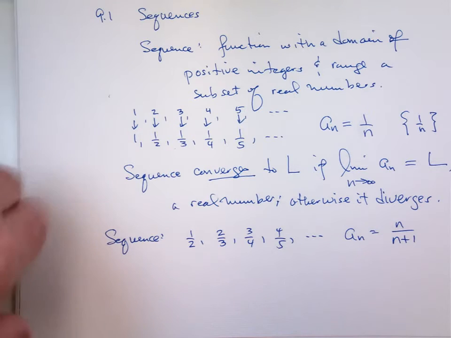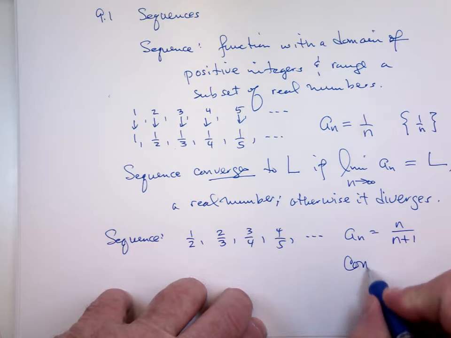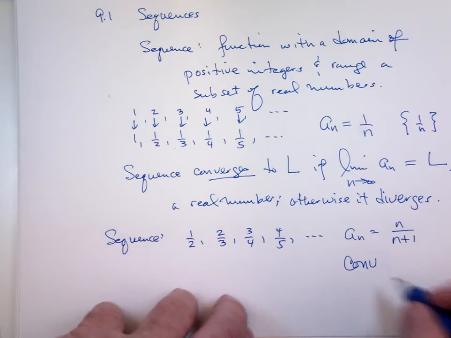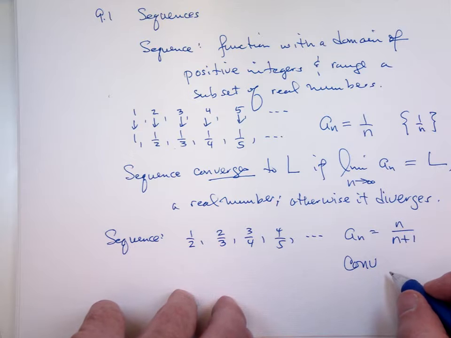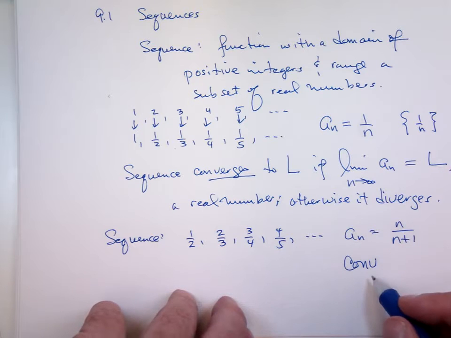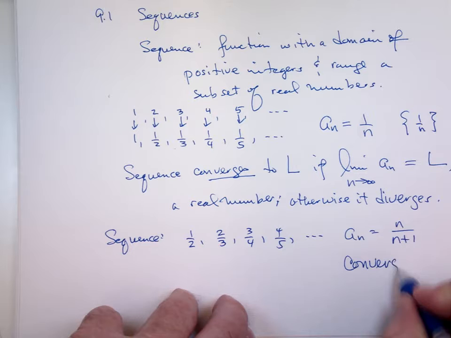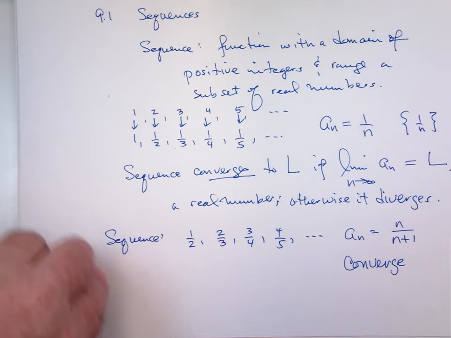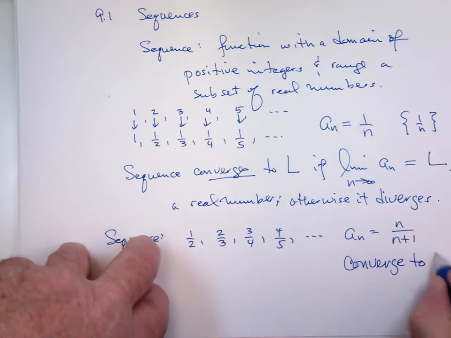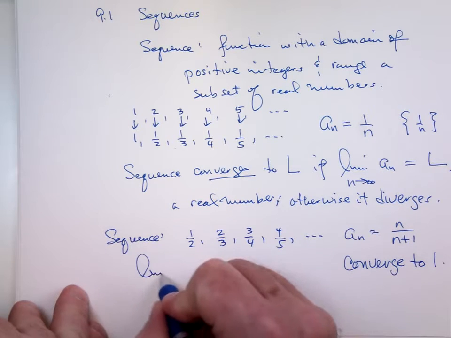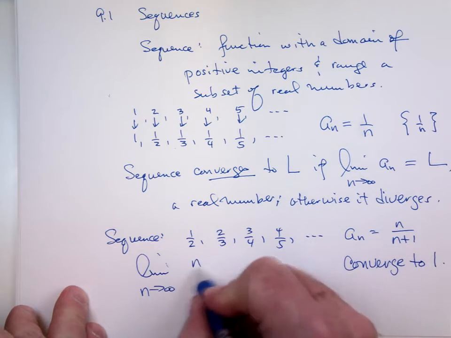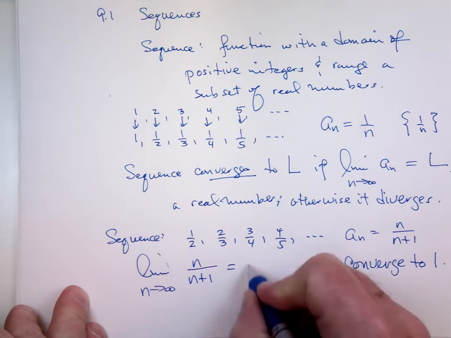Does the sequence converge? Converge or diverge? Well, I already started writing it. Does it converge or diverge? Well, I started writing converge, so it probably converges. What does it converge to? 1/2. No, 1. Because the limit as n goes to infinity of this nth term is 1.